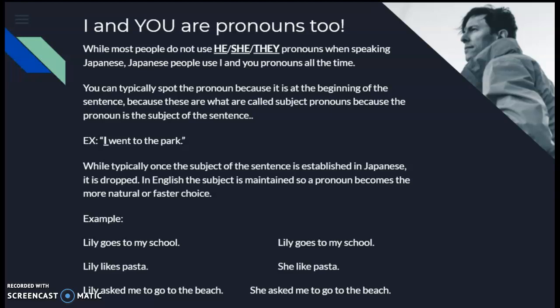Example, Lily goes to school. Lily goes to my school. Lily likes pasta. She likes pasta. Lily asked me to go to the beach. She asked me to go to the beach.